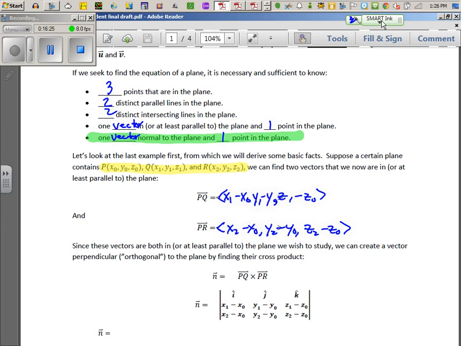I wrote the determinant here for you. The outcome is a horrible mess. We'll write it, but we'll probably run out of room, and I'll probably just get frustrated and start scribbling. So here's what it's going to look like. You start with i hat, and you multiply y1 minus y0 and z2 minus z0, and then you subtract z1 minus z naught times y2 minus y naught.